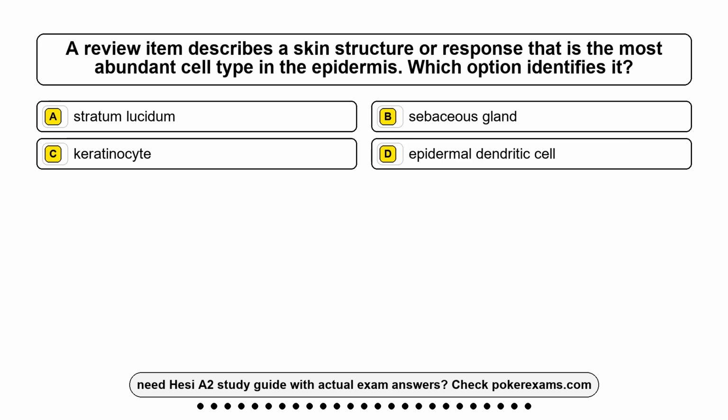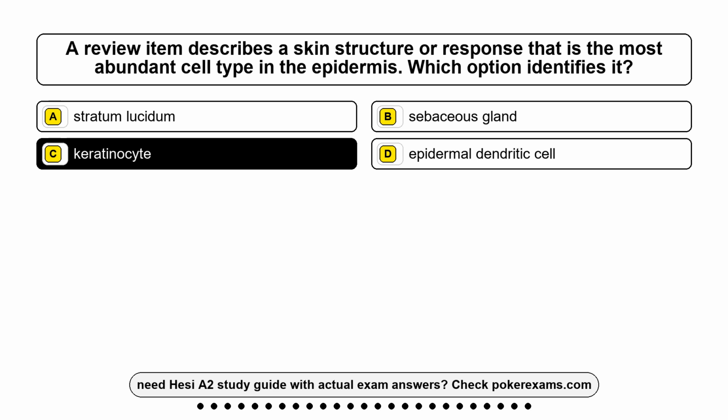Question 3. A review item describes a skin structure or response that is the most abundant cell type in the epidermis. Which option identifies it? Option A, stratum lucidum. Option B, sebaceous gland. Option C, keratinocyte. Option D, epidermal dendritic cell. The correct answer is option C, keratinocyte.